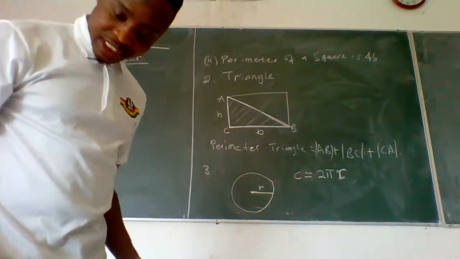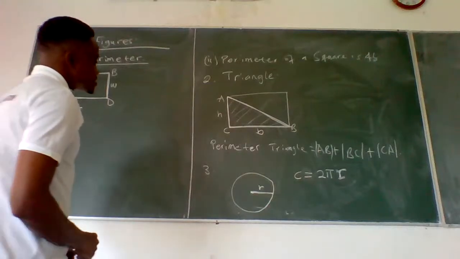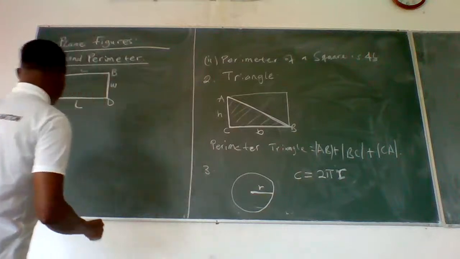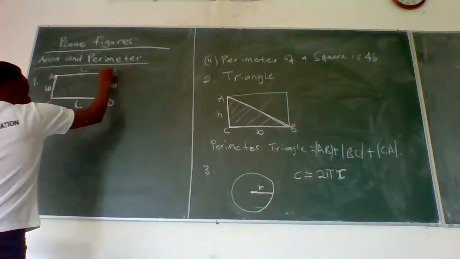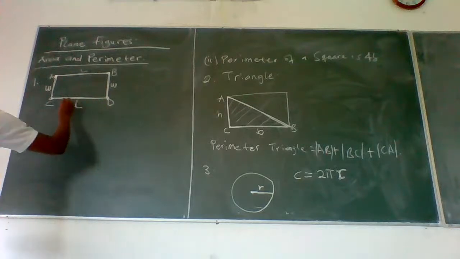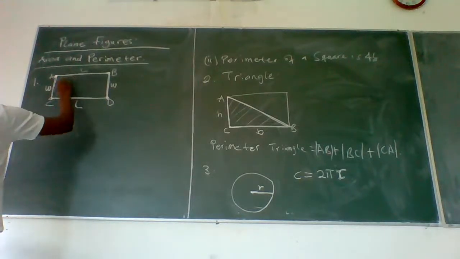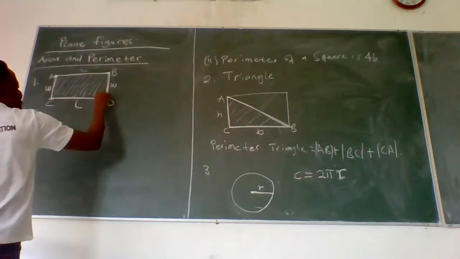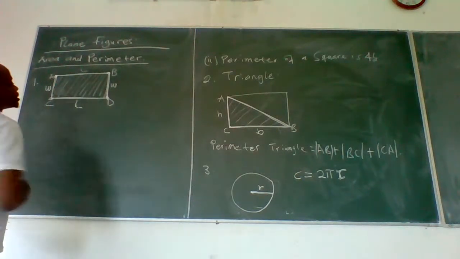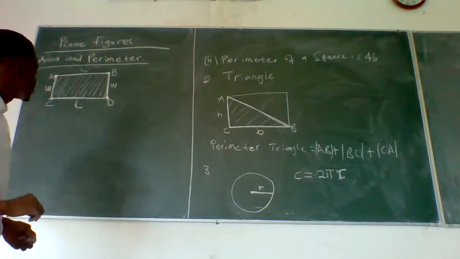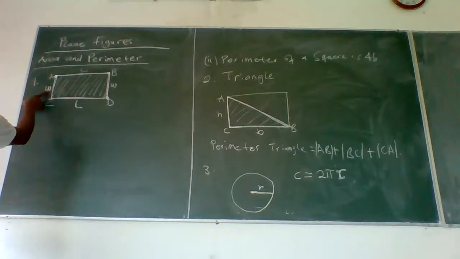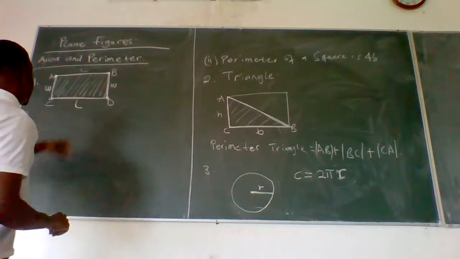So now, what is area? Area is the region enclosed by a figure. When you have this figure, this is a rectangle. So for the area, we are just looking at this region, the total space occupied by this figure. That's what we call the area. So the area is simply this multiplied by this.